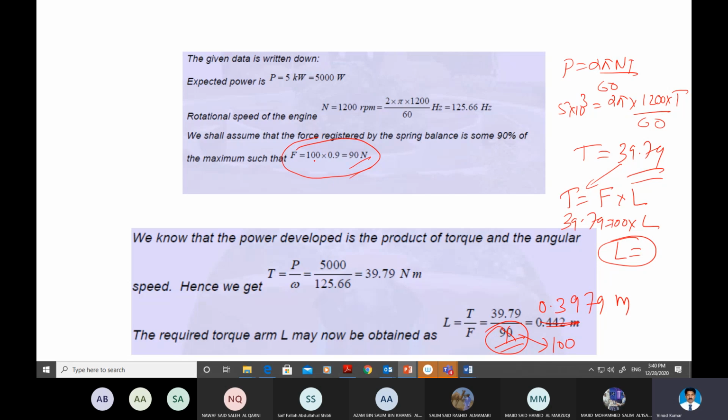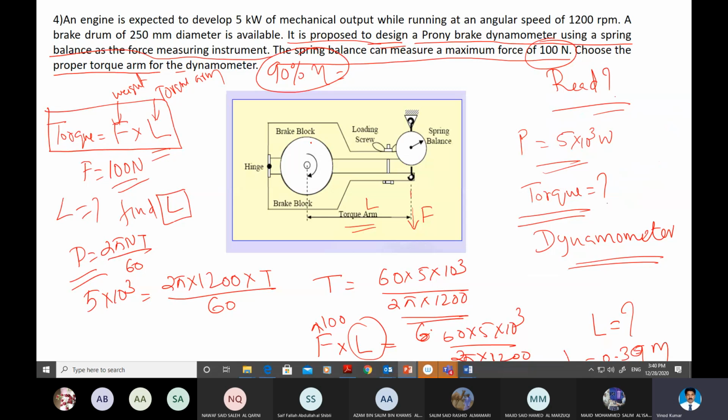Here they have considered an efficiency. They multiplied by 0.9, 90% efficiency, so it becomes 90 Newton, and then they calculated the remaining. Even if you calculate it without efficiency, it is okay. Calculate it for 100 Newton and calculate the length. And that's it. The torque arm length is 39 millimeter, 39 centimeter. Yes. That's it. Clear? So we calculated the torque, and then since force is given, we calculate the length from here.